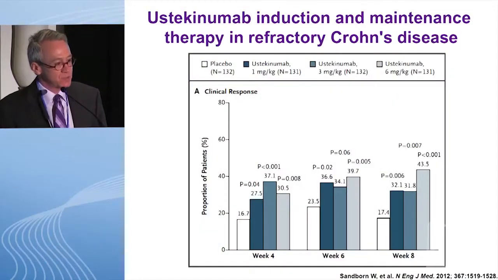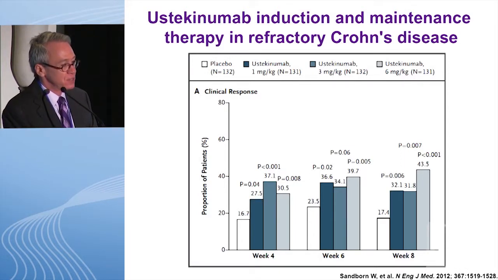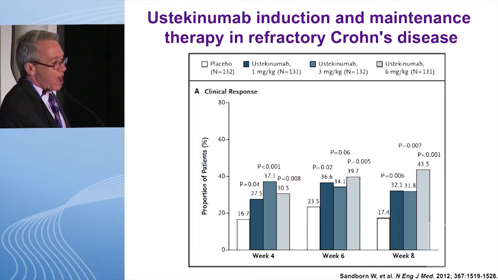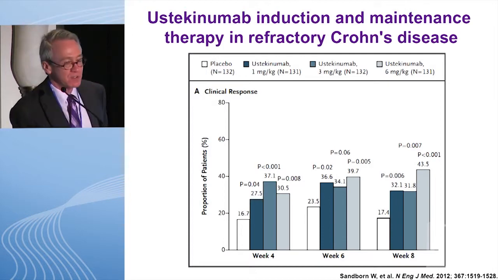And as I travel throughout the country, particularly at large IBD centers, I see more and more people using off-label ustekinumab to treat Crohn's disease, and this is based on this phase 2 study that was published in the New England Journal of Medicine in 2012, where ustekinumab at week 4, week 6 was the primary endpoint, and week 8 showed significant benefit over placebo in terms of induction of remission in medically refractory Crohn's disease.